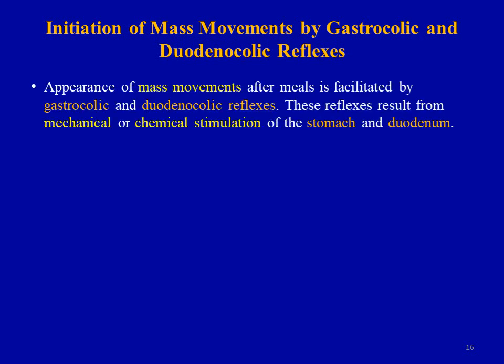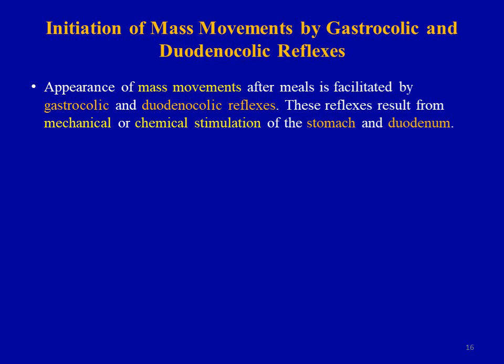Mass movement is initiated by gastrocolic and duodenocolic reflexes. What do we mean by gastrocolic and duodenocolic reflexes? Distension of the stomach will stimulate mass movements in the colon, and the same distension of the duodenum by chyme emptied from the stomach can also stimulate the mass movements in the large intestine. So appearance of mass movements after meals is facilitated by gastrocolic and duodenocolic reflexes.